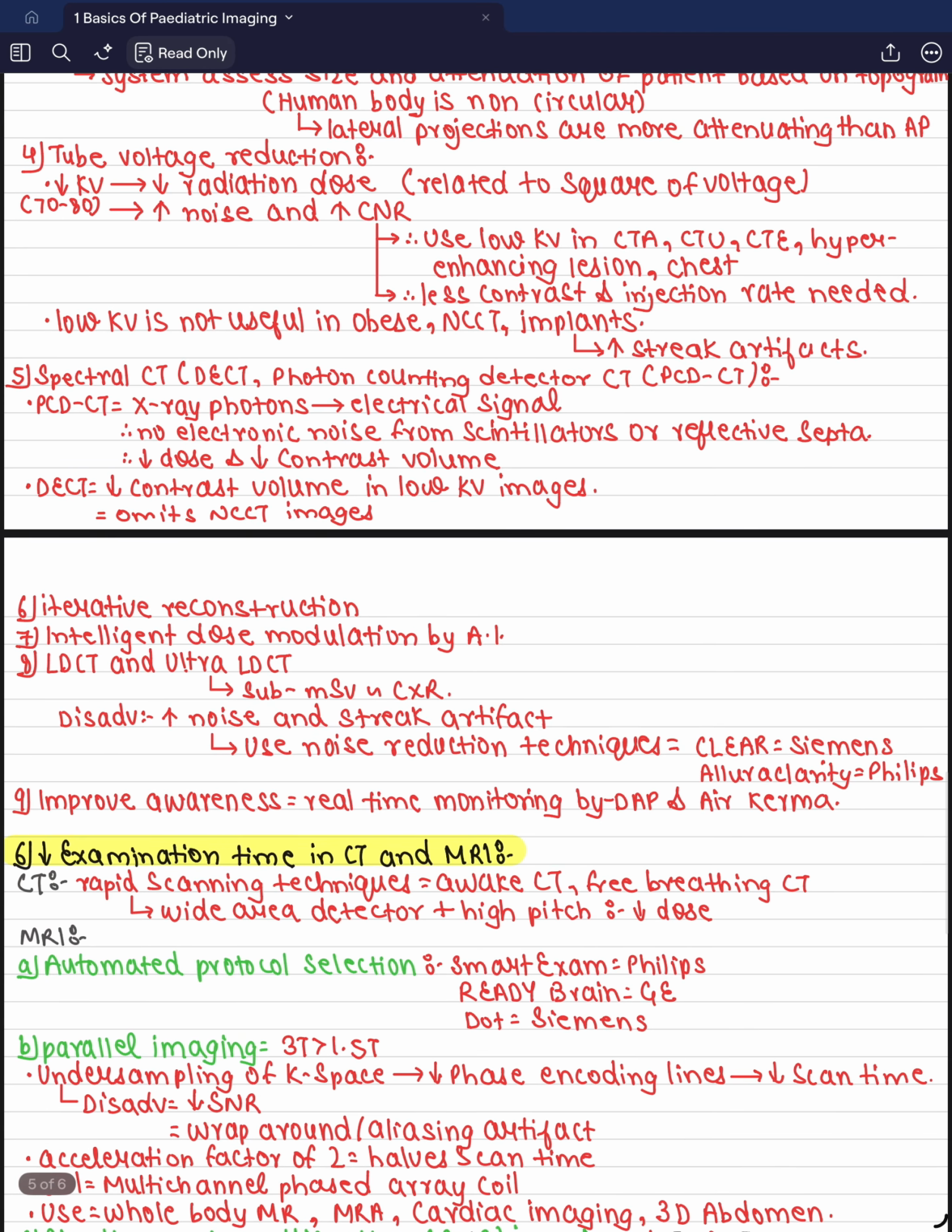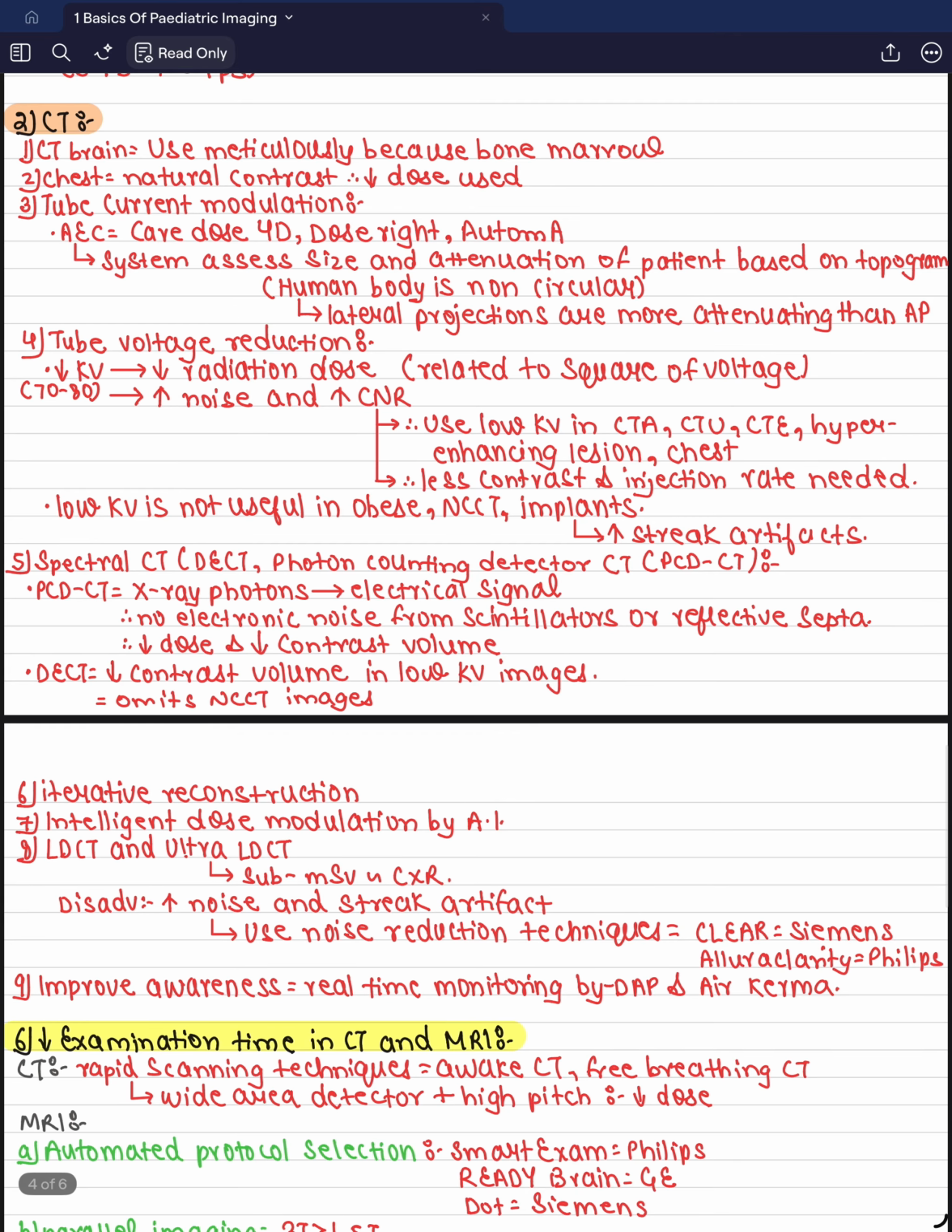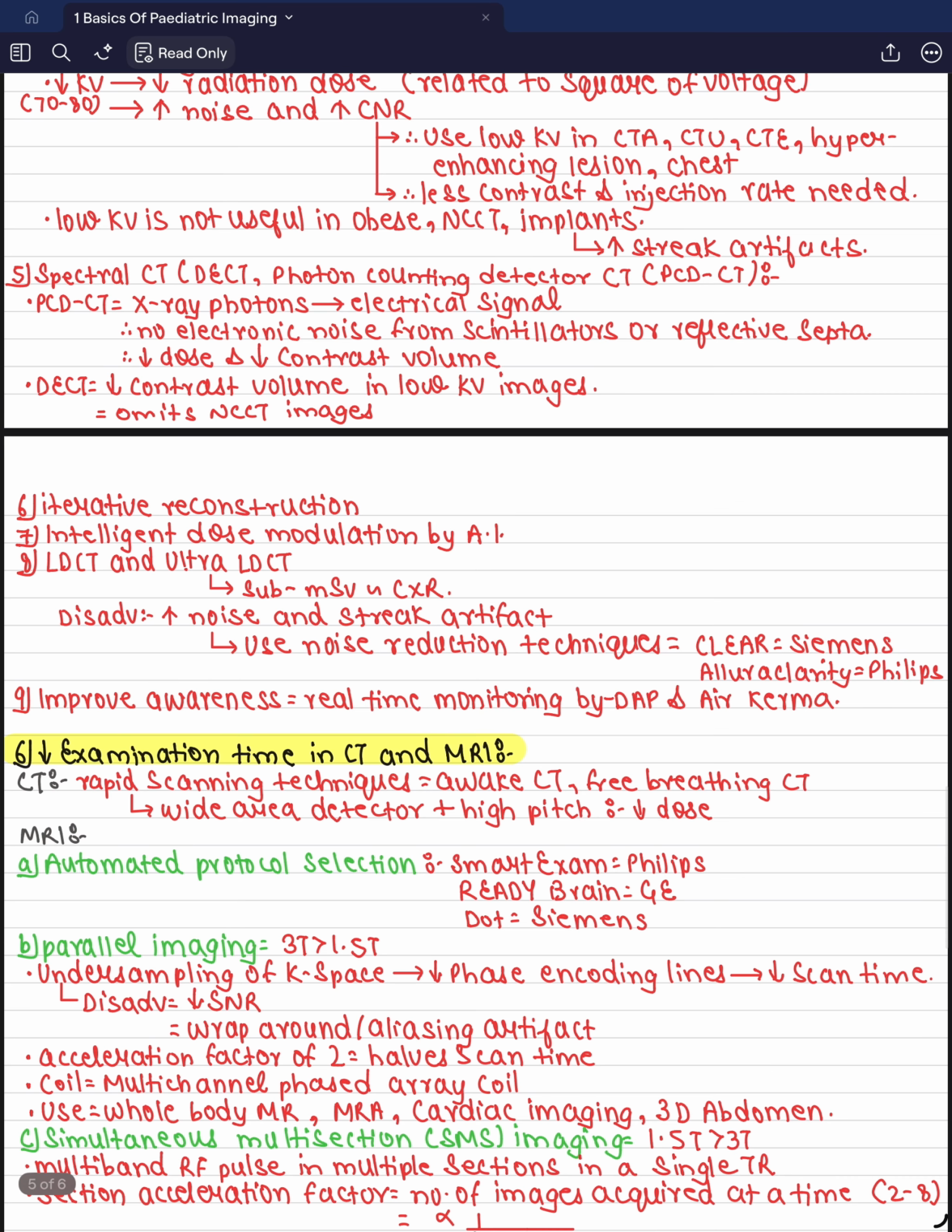Then we have spectral CT. So we are talking about dose reduction in CT. We did tube current modulation, tube voltage reduction. Now we are talking about spectral CT. Spectral CT includes dual energy CT and photon counting detector CT, which in short is PCD CT.